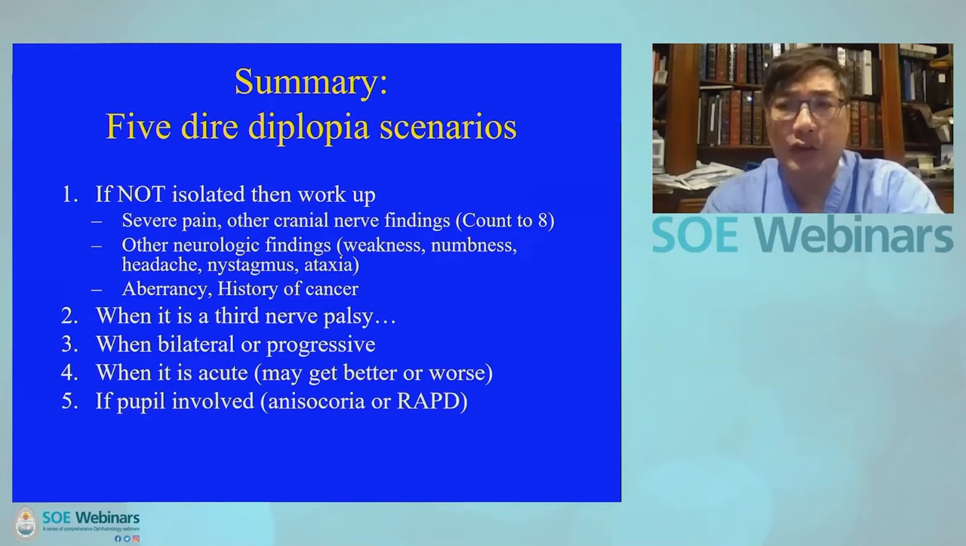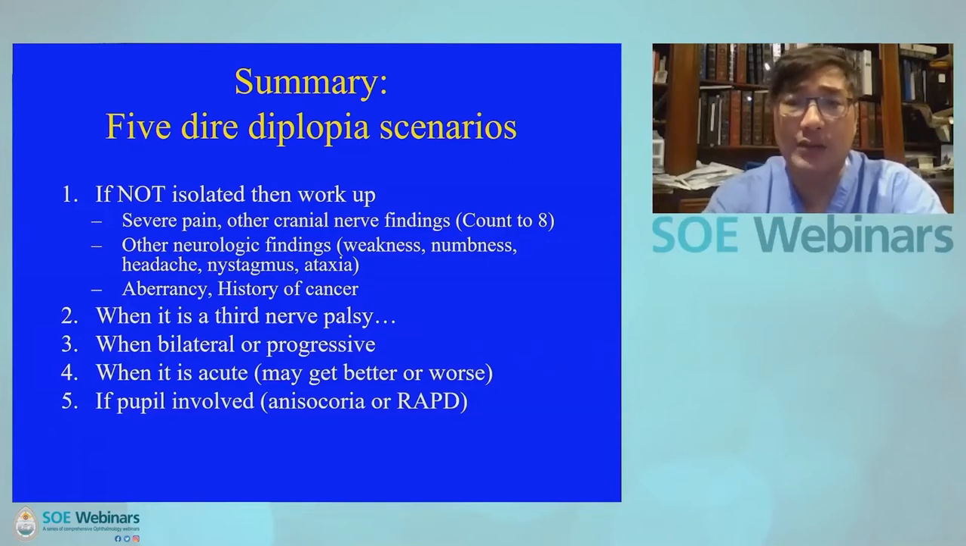Our imaging study of choice: non-contrast CT in the beginning for subarachnoid hemorrhage, followed by contrast CTA. And if it's negative, you still need an MRI, MRA after that, because MRI is better for the non-aneurysmal causes of third nerve palsy. If it's acute, bilateral, or progressive, you need to worry. And in the acute setting, you must ensure that it gets better or document that it's getting worse. If it's getting worse, image it.